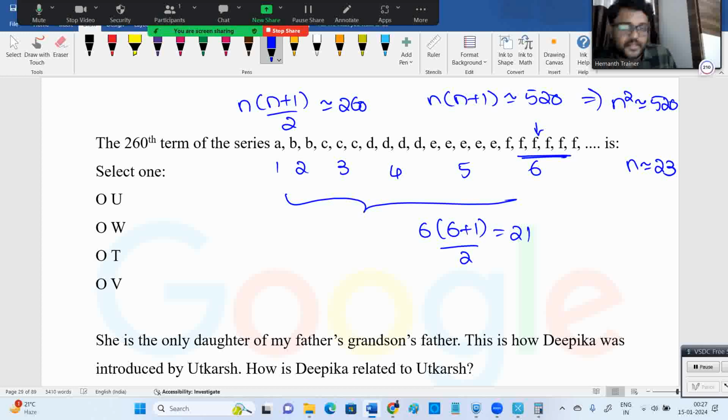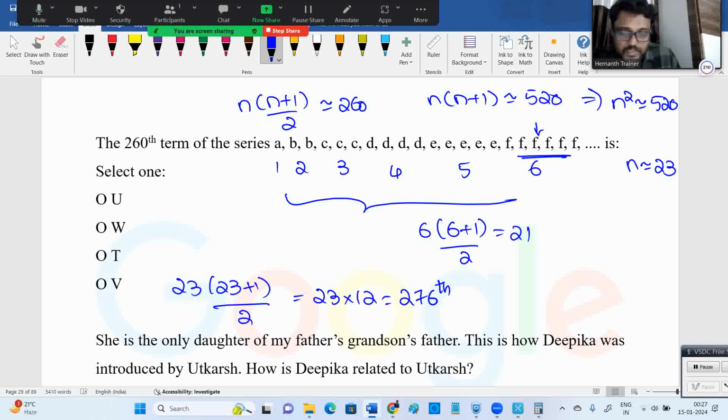I'll check with 23. So 23 into 23 plus 1 divided by 2 means 23 into 12, which is 276, right? 276 terms. That means W will be there. See, W is the answer for sure. How, sir? Listen. Okay, n equals 23 means W.